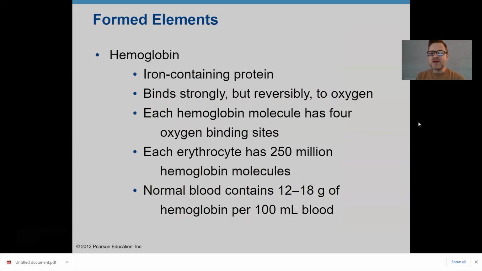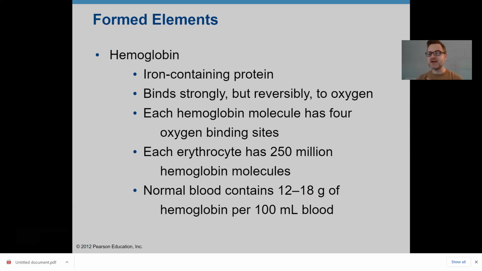So hemoglobin, like I said, is an iron-containing protein. It's a respiratory pigment. The second point says it binds strongly but reversibly to oxygen. Hemoglobin binds oxygen, which is its job because it's going to take oxygen to your body, but it also releases the oxygen. So think of the blood capillaries in your lungs, which is getting a little ahead of ourselves, the respiratory system, but in your lungs, there's lots of oxygen, right?